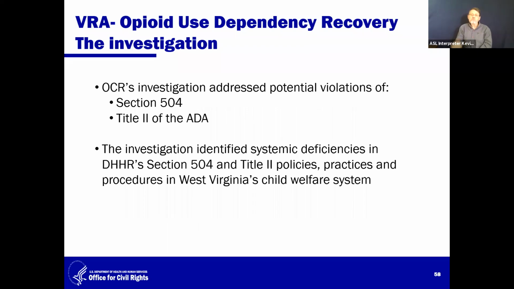So we investigated potential violations of Section 504 and Title II of the ADA. This identified systemic deficiencies in their policies, procedures, and practices in their child welfare system, not just with regards to individuals with opioid use dependency, but with regards to their policies to ensure that individuals with other disabilities are not discriminated against in their programs. Next slide, please.